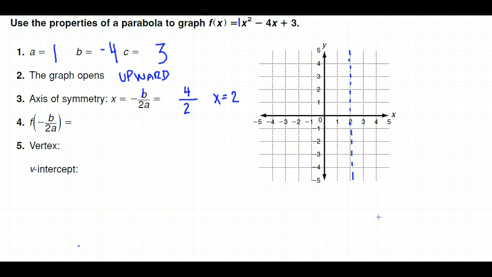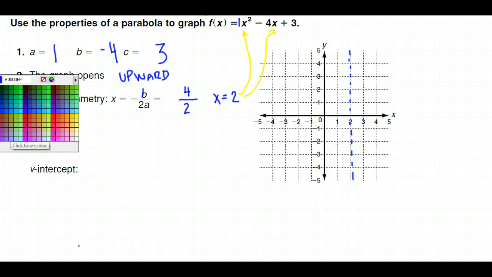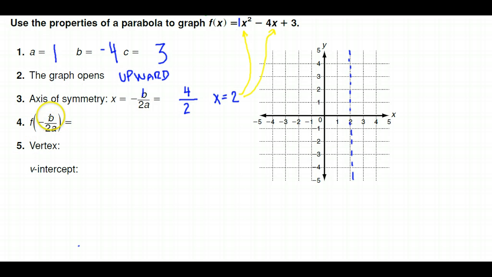I also know that the vertex is on that axis of symmetry. So somewhere on this axis is going to lie my vertex. So to find exactly what point it's at, I need to evaluate the function when x is 2. So I'm going to take x equals 2 and substitute it in for x into my function, and evaluate, which is what this fancy looking symbol means here. This f of negative b over 2a means evaluate the function at the x value opposite of b over 2a, which we found to be 2. So really we're finding the function evaluated at x equals 2.